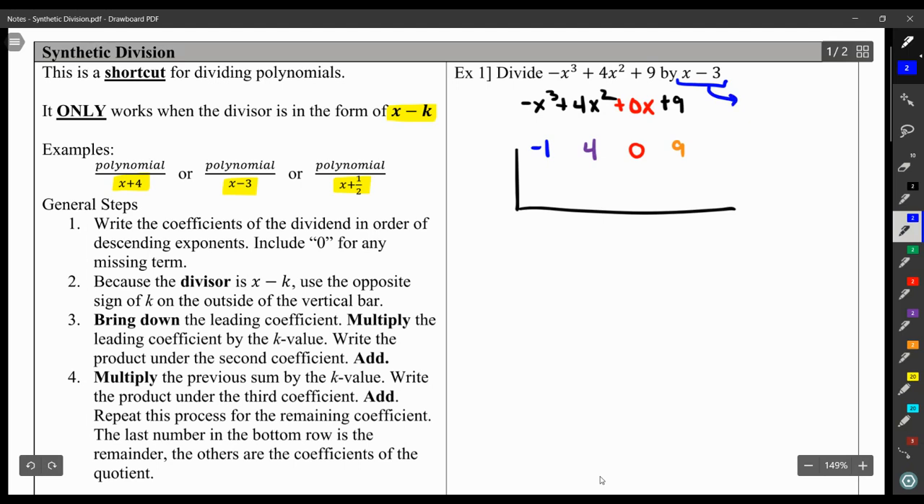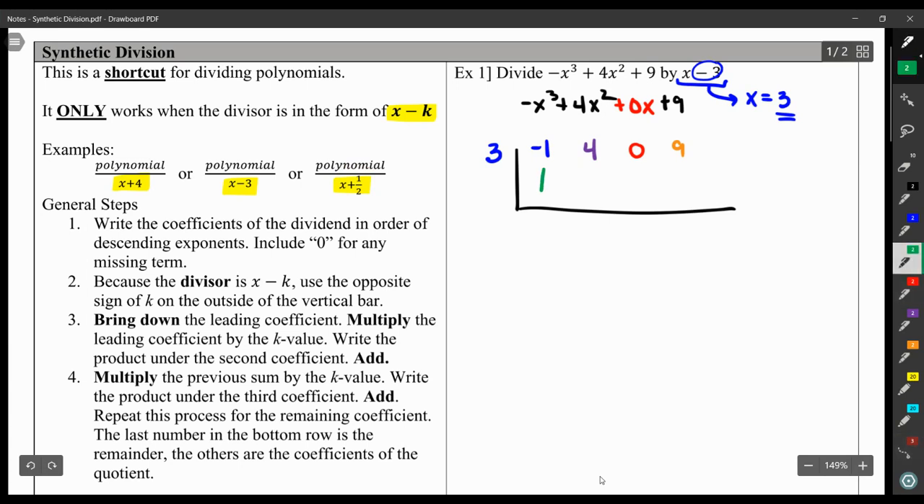However, we're going to take this x minus 3 and solve it to get x equals, which means we change this negative into a positive 3. So what you're dividing by on the outside is a 3. For example, if you're dividing by x plus 4, you would put a negative 4 on the outside. If this is x minus 3, put a plus 3. Since this is x plus a half, you would put a negative 1/2 on the outside. Now for the actual synthetic division.